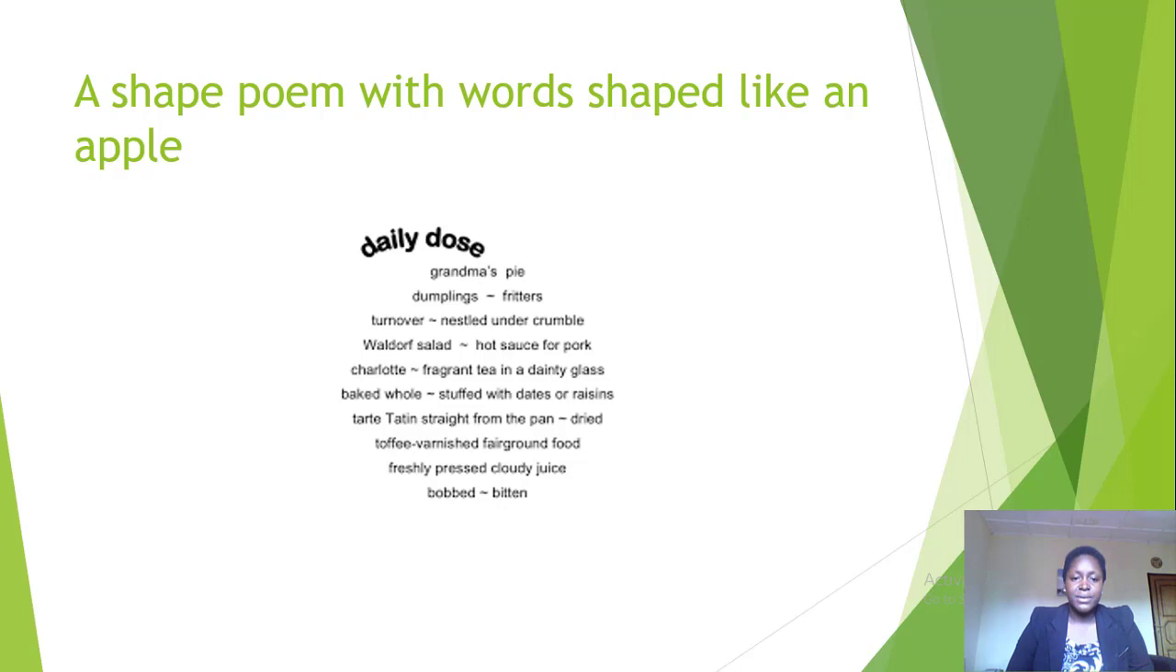Daily dose. Grandma's pie. Dumplings. Fritters turned over. Nestled under crumble. Waldorf salad. Hot sauce for pork. Charlotte. Fragrant tree in a dainty glass. Baked whole. Stuffed with dates or raisins. Tart tatin. Straight from the pan. Dried toffee. Vanished fairground food. Freshly pressed. Cloudy juice. Bob beaten.